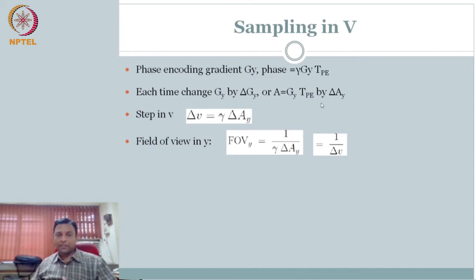Clear? That means your field of view in the Y direction. This is the step size in the V direction, in the frequency domain. Your field of view in the spatial domain is 1 by that step size, so this is also inversely related. So the idea is, if you step finer here, in your phase encoding, with fine phase separation, then your field of view in the Y direction will be increased.